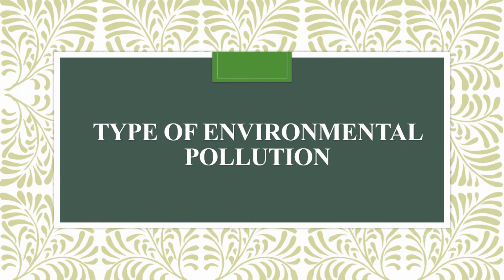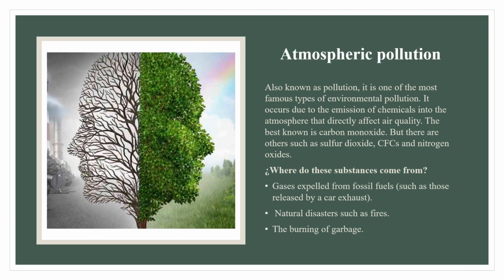Types of environmental pollution. Atmospheric pollution. Also known as air pollution, it is one of the most famous types of environmental pollution. It occurs due to the emission of chemicals into the atmosphere that directly affect air quality. The best known is carbon monoxide, but there are others such as sulfur dioxide and nitrogen oxides.